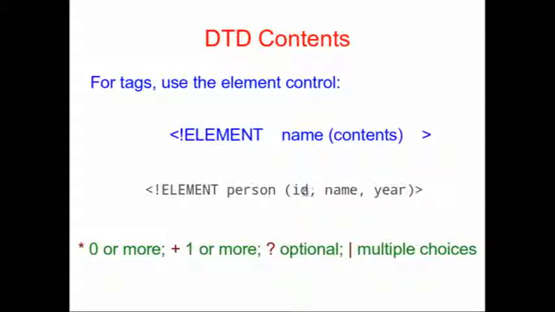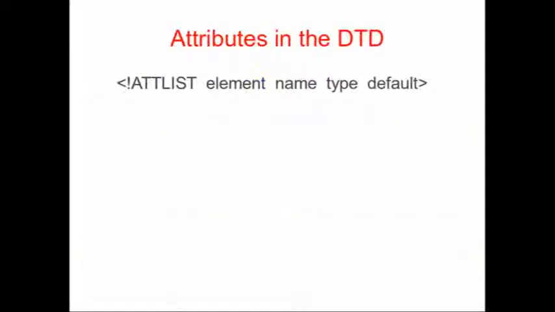Associated with ID, name, or year, we can provide suffixes that describe how many of each of those we're allowed to have. 0 or more, 1 or more, whether it's completely optional, or whether we allow multiple choices. In addition to the tags, we can also describe our attributes in our DTD. Attributes use the ATTLIST declaration.